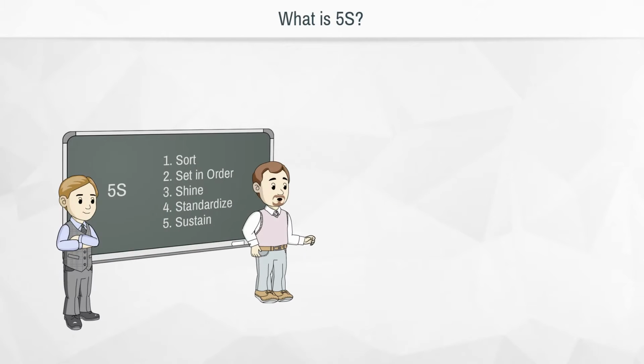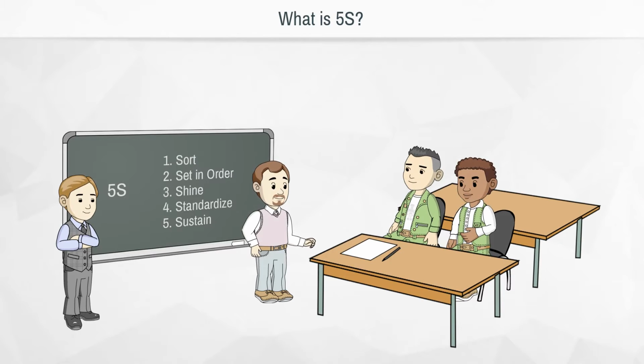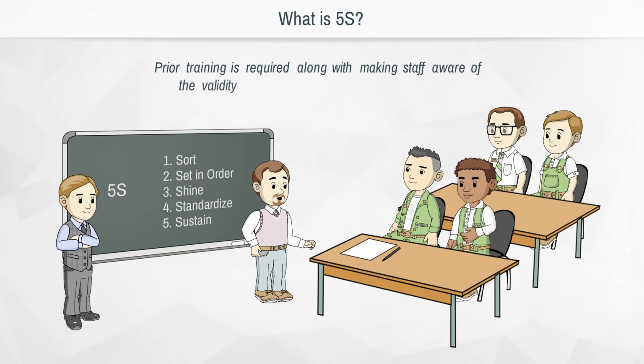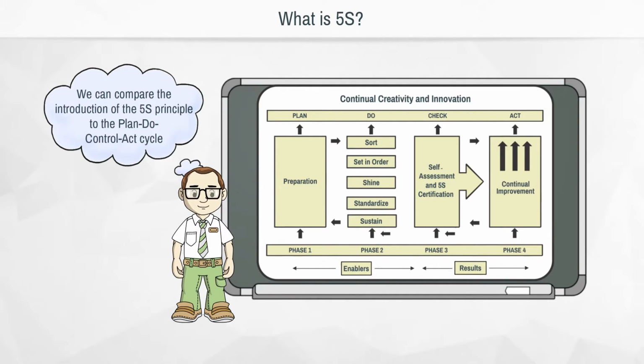The effective implementation of the 5S method is the responsibility of the management and of the entire team of employees. The implementation should be carried out after prior training and making staff aware of the validity and the effectiveness of the method used. We can compare the introduction of the 5S principle to the PDCA – Plan, Do, Control, Act.